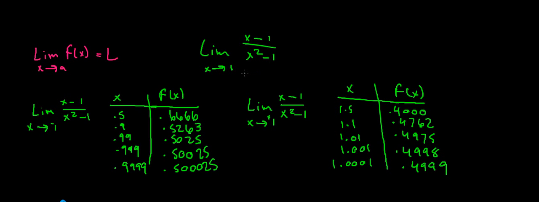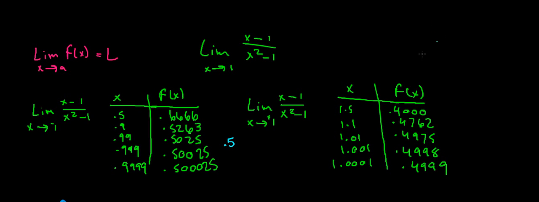But I'm not interested in what happens at a, I'm only interested in what appears to be happening before I get to a, or 1 in this case. So I set up two tables. I approached it with values from the left-hand side of 1, and then I approached it with values from the right-hand side of 1. So here I'm half a unit away. That gives me some function value, a tenth, a hundredth, a thousandth, a 10,000th. And these values get closer and closer to 0.5.